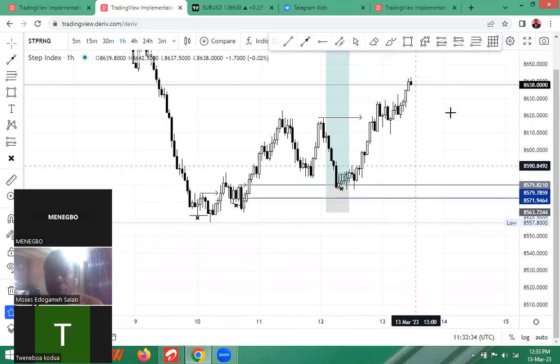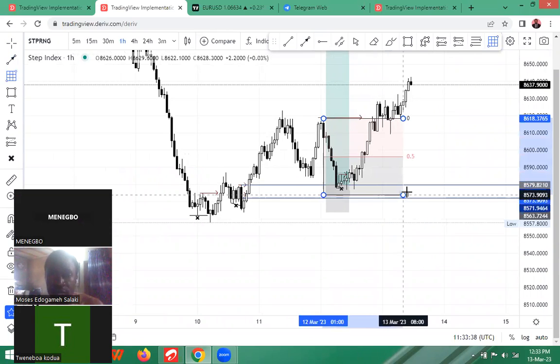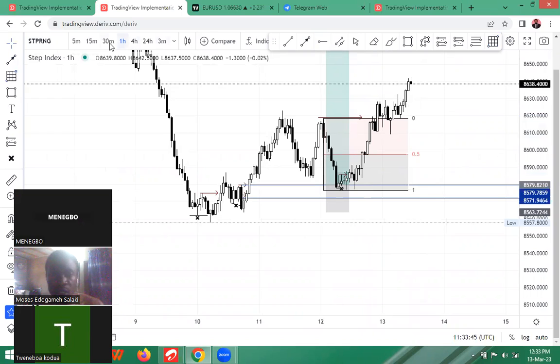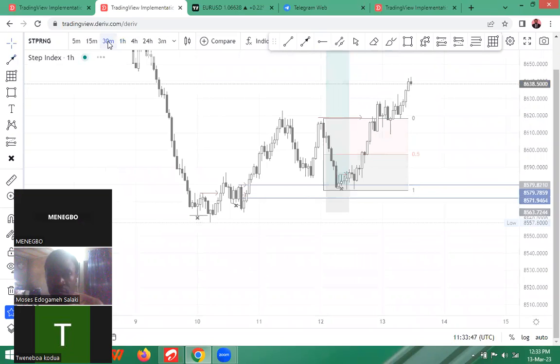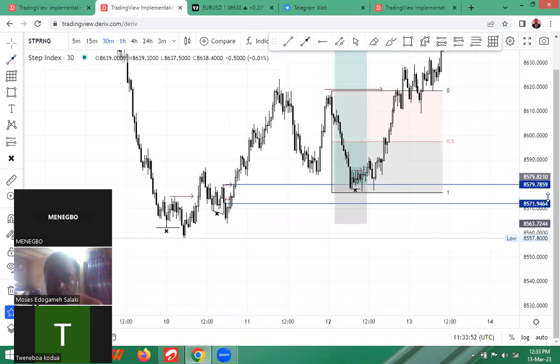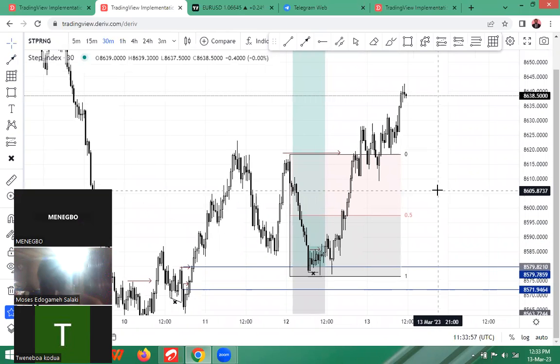So you want to wait for price to come to at least 50% of this move. Price will still come back. So if price comes back to this place, then you can start looking to get an entry. Let me go to 30 minutes. You just want to go to a lower time frame and start looking for how you can add position. Okay, price isn't going to come back there.